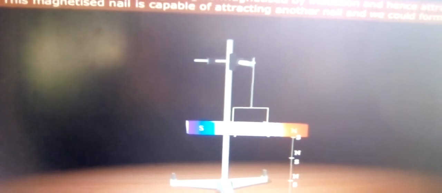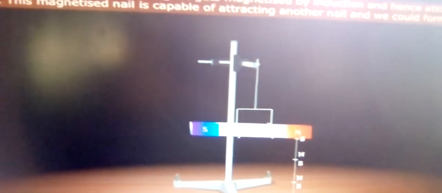Induction is whereby something tends to behave as if it is the one inducing it. Like here, these iron filings tend to behave as if they are magnets, but in actual sense, if you remove that magnet, you find that these iron filings will fall. So they induce opposite polarity at the near end and similar polarity at the far end.